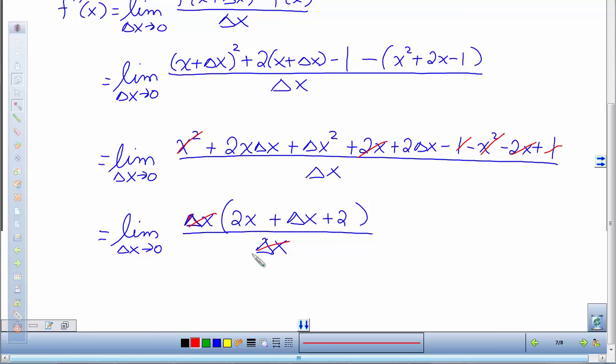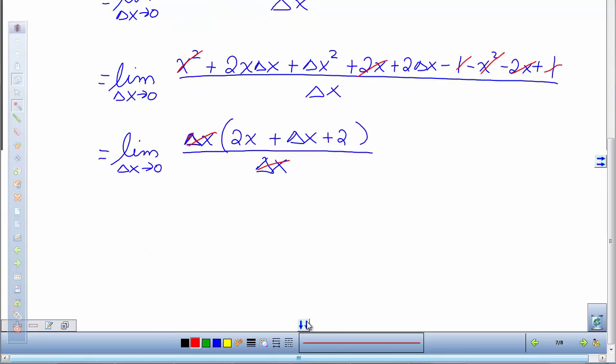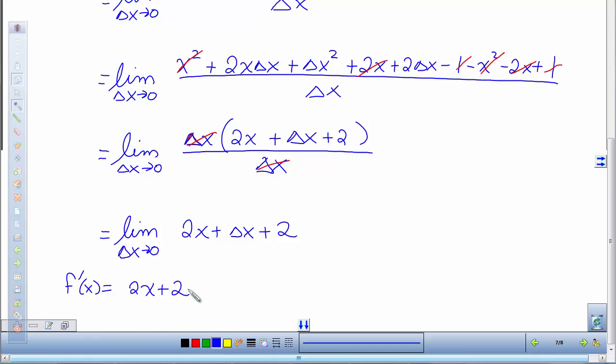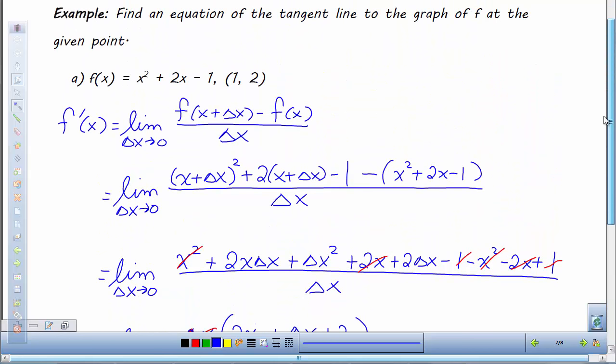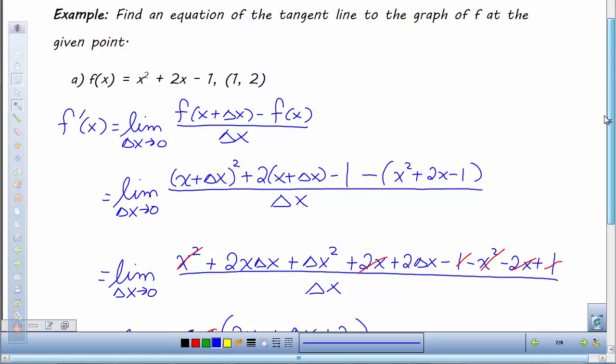The delta x's cancel, and so we get the limit as delta x approaches 0 of 2x plus delta x plus 2. And I can evaluate that limit by plugging in 0, and so we get f prime of x is equal to 2x plus 2. But that's not where I want to stop. I need to find the equation of the tangent line to this graph at the point 1, 2.